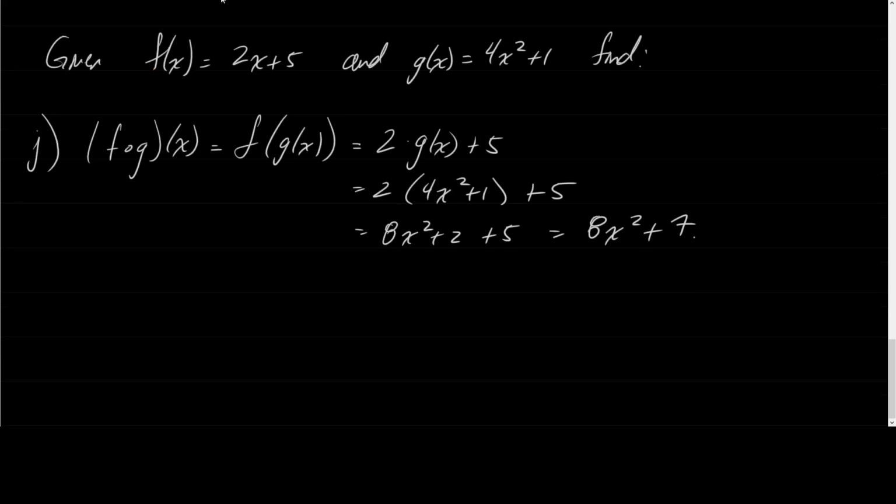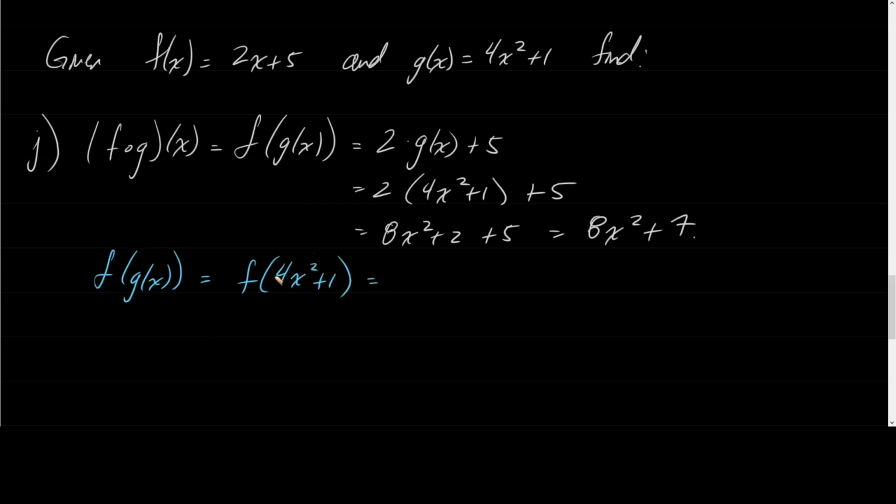Now, that's not the only way to do this kind of problem. I'll do an alternative version here. So we already know that we have f of g of x, right? We could also go ahead and plug in g of x at this point. So we have f of 4x squared plus 1.